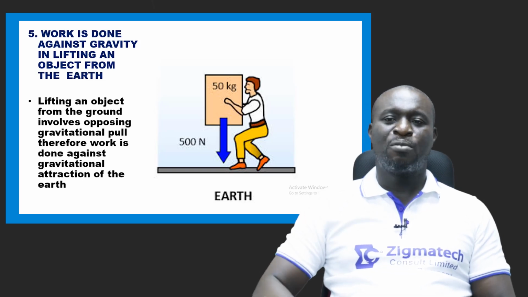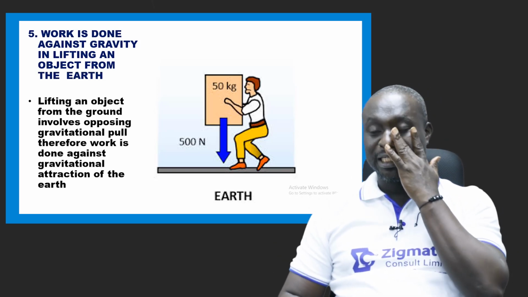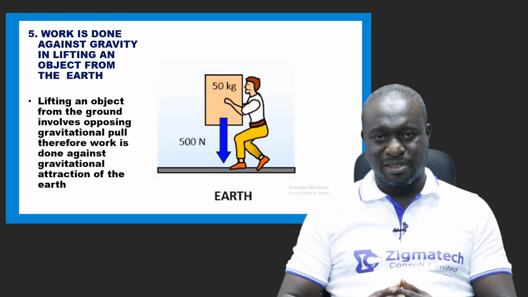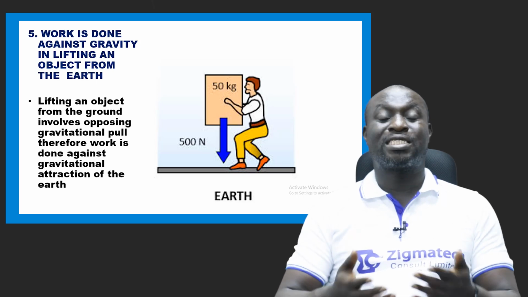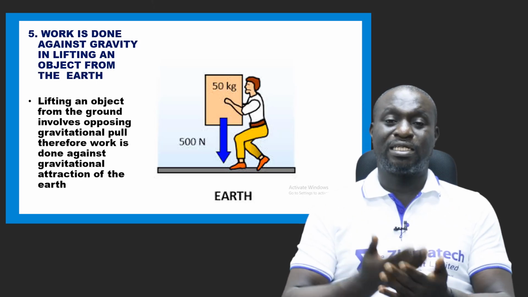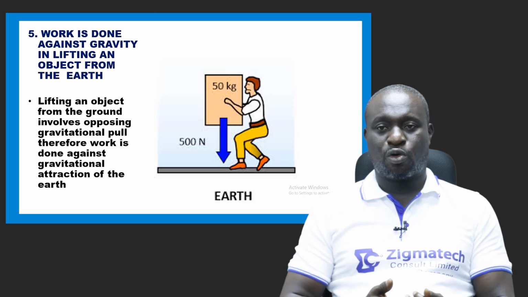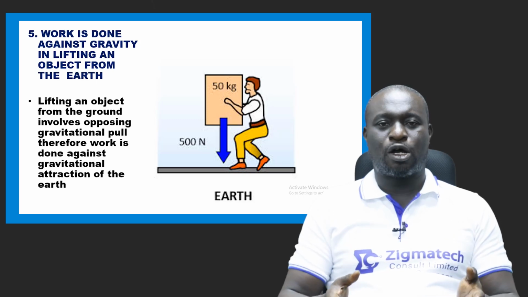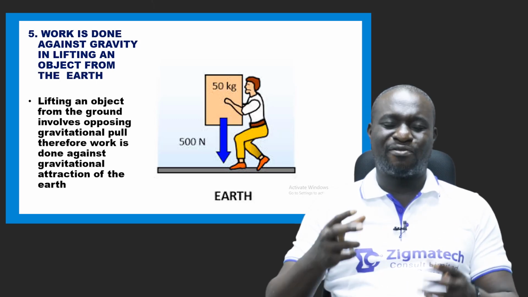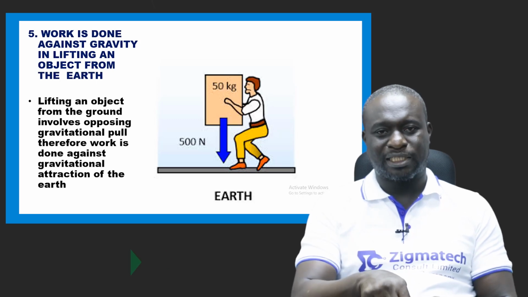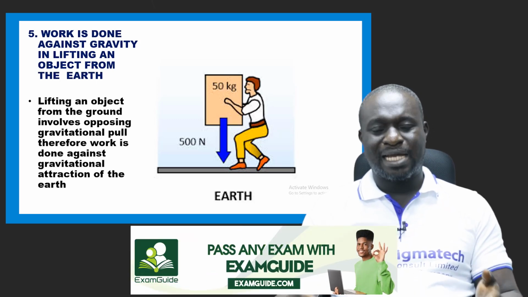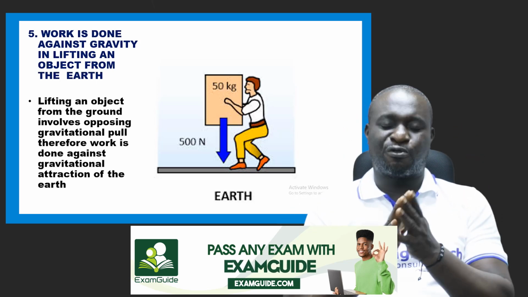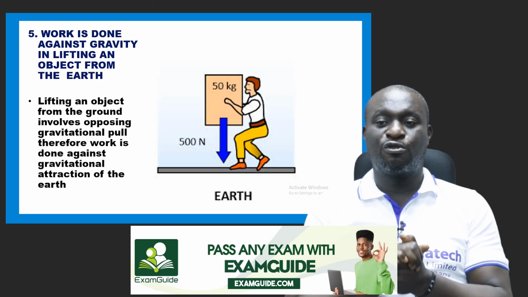And then number 5, work is done against gravity in lifting an object from the earth. Yes, of course, we can lift things. Now, how do we lift things, or what brings about the lifting up of things? It is still the effect of gravitation. So when the energy you're exerting to lift up a particular object is greater than the gravitational pull on the object, then there is every possibility for work to be done in lifting that object above the ground.